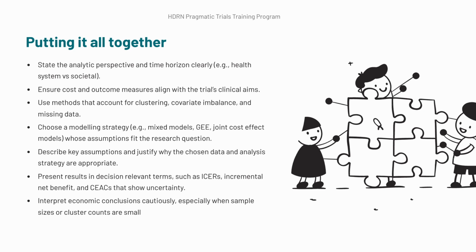Next, check that the economic measures actually match the trial's clinical aims. Costs should reflect the relevant resource use, and outcomes should be consistent with how benefit is being defined, whether that's quality-adjusted life years or something more specific. With cluster trials, the methods must account for clustering, covariate imbalance, and missing data. Mixed models, GEE, or joint models are all possible, but the key is that their assumptions make sense for the research question.